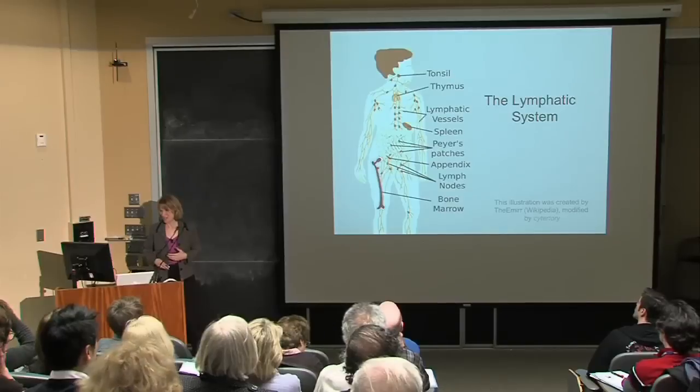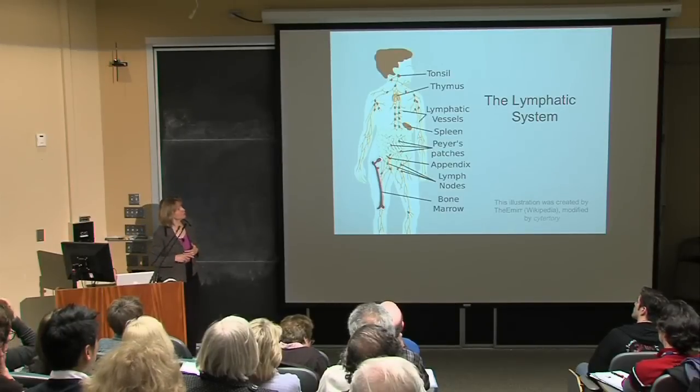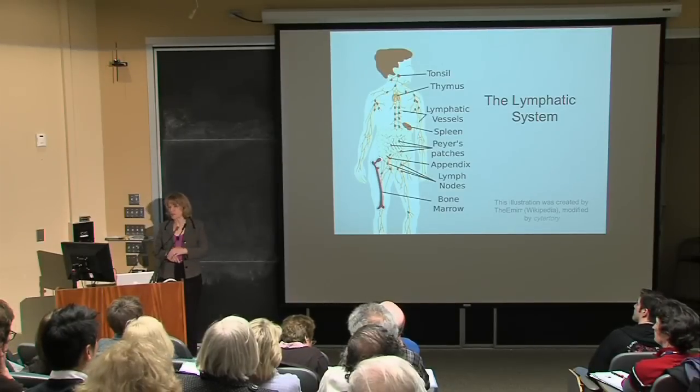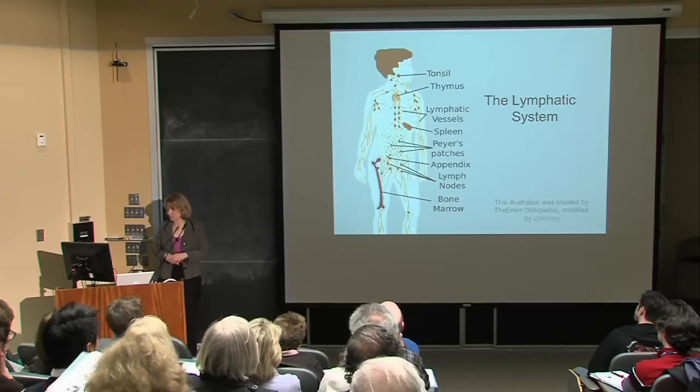And so the spleen is a very important organ with respect to the immune system. We don't know exactly what the appendix is for. We know that we can live without it, but it's included in the lymphatic system too.